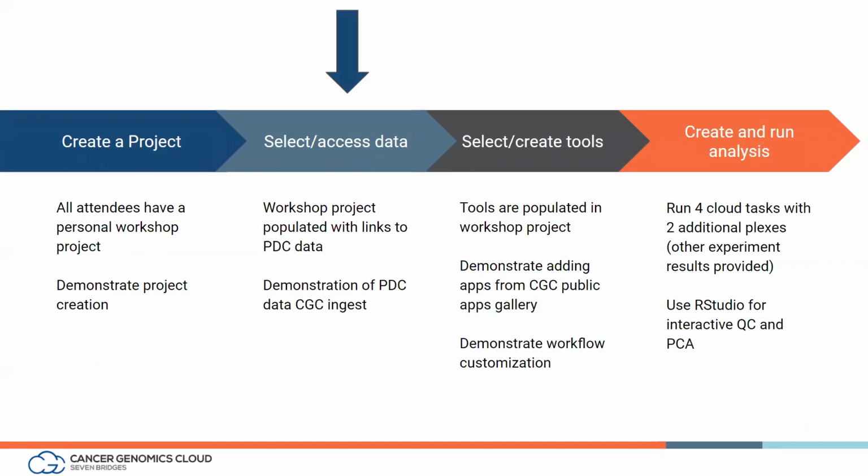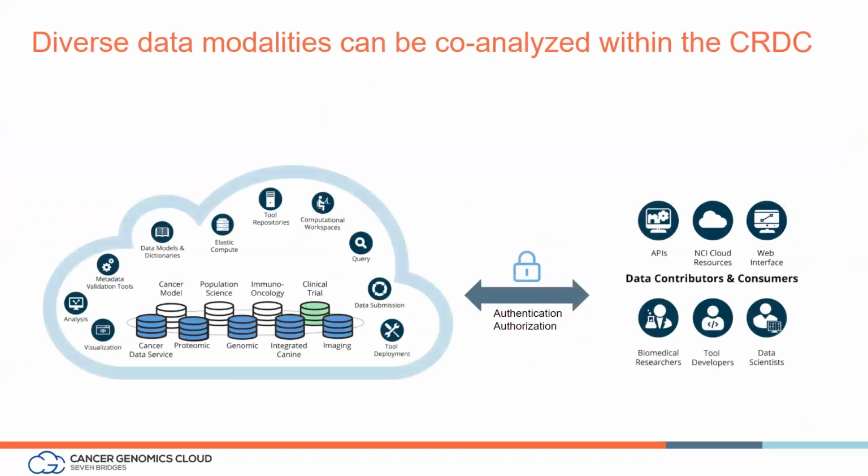So let's talk about data. There's a lot of diverse data types that can be co-analyzed in the CRDCs. And this is the slide we always present here. There's many different data silos. So we have proteomic data, genomic data, integrated canine data, and imaging. So the whole concept of this ecosystem is that you'll be able to log into one of the CR platforms and link the data without actually moving it. So build a cohort, link the data, and then analyze it.